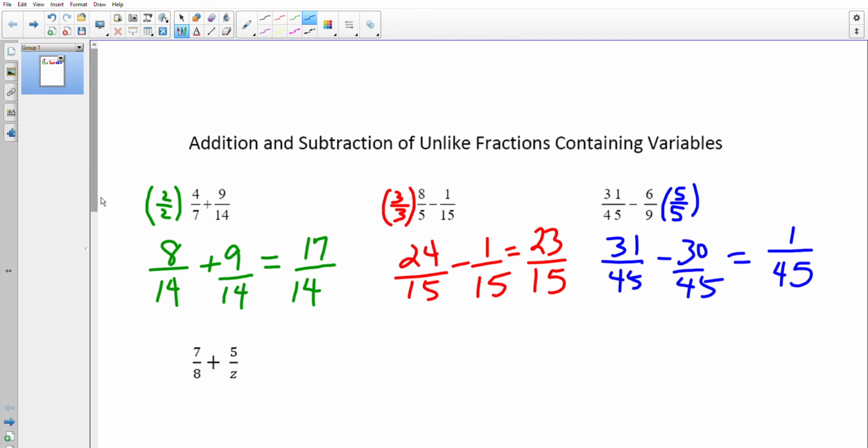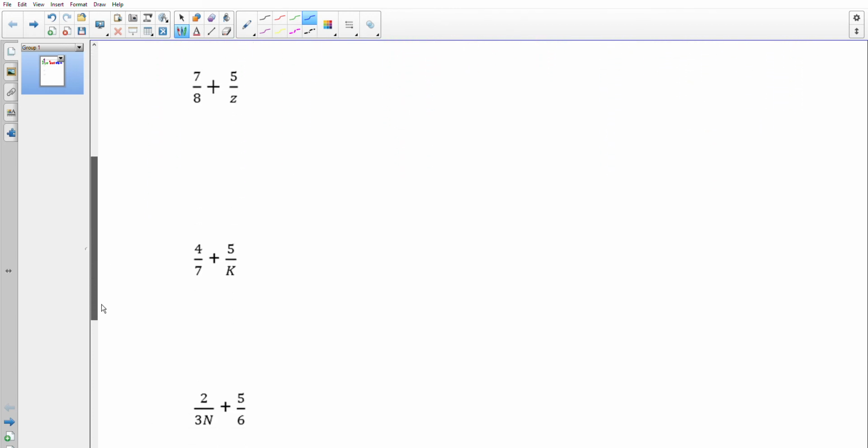So now we are going to work with variables. So I have 7/8 plus 5/z, and I need these denominators to match. So what I'm going to do is use a common denominator of 8z. So I will multiply the first fraction here by z over z. Since z divided by z is 1, when I multiply 7/8 times 1, I'm not changing its value.